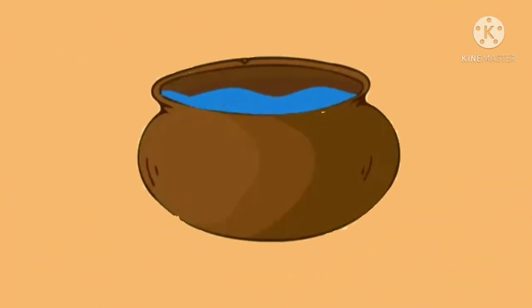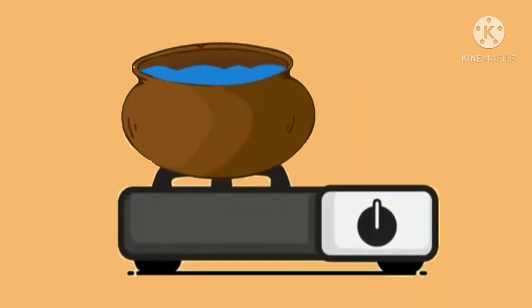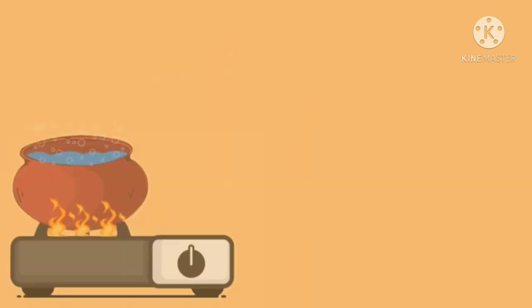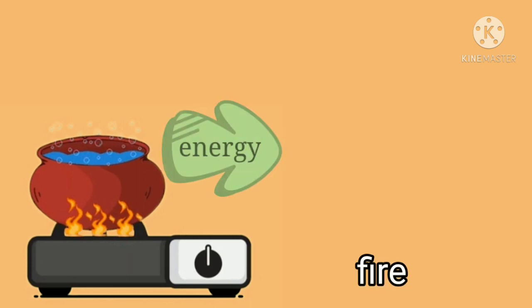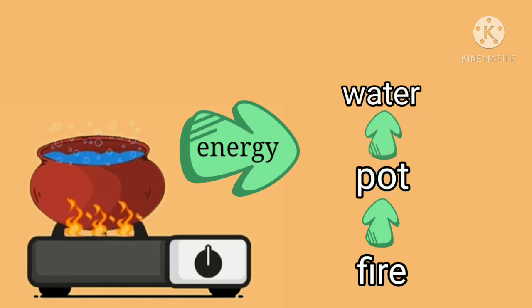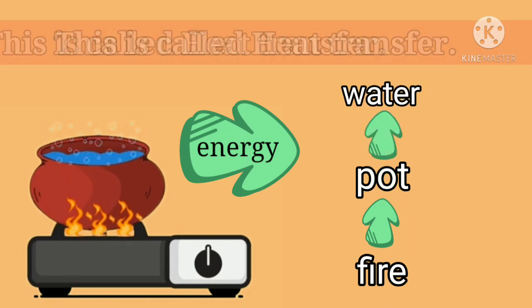For instance, if you put a pot of water over a stove, the pot of water becomes hot, and after a time, the water starts boiling. The stove produces fire, and the energy produced by the fire is transferred to the pot, then transferred to the water. This process is called the heat transfer.